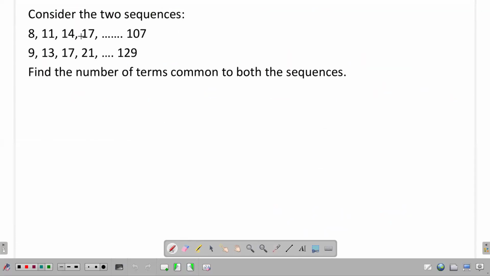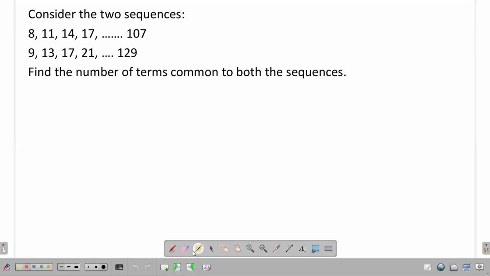There are 2 sequences: 8, 11, 14, 17, etc. It goes up to 107. And 9, 13, 17, 21, etc. It goes up to 129. So consider these 2 sequences. You are asked to find the number of terms which are common to both these sequences.